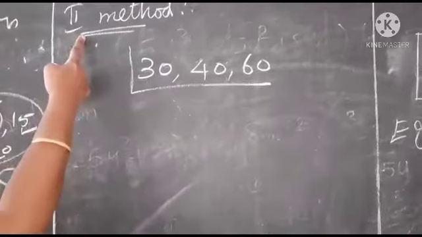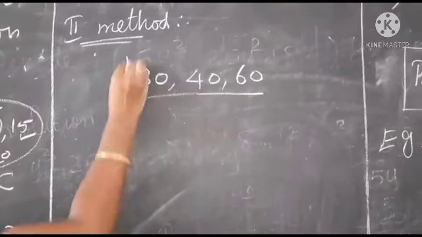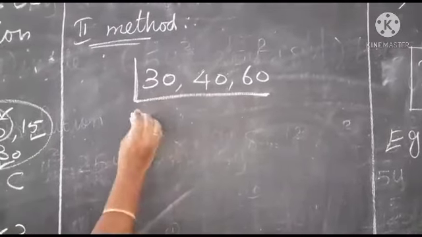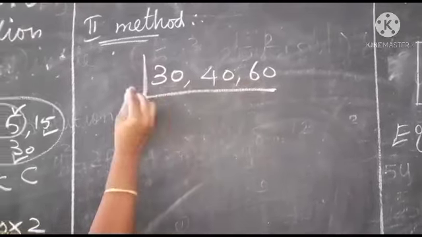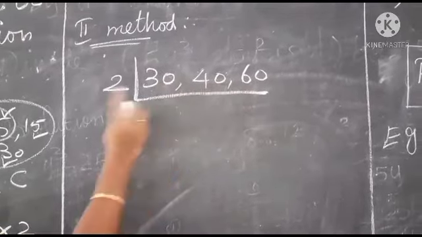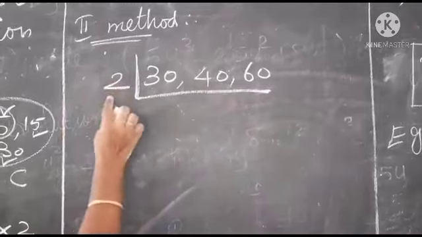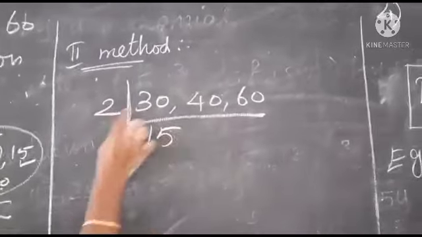Next, second method. In the second method, we take the 3 numbers equally and then write the factorization. See here, check all the ones places: 0, 0, 0. It is an even number, 0 is an even number, so we take a factor of 2. So how many 2s are in 30? 15 2s are in 30.